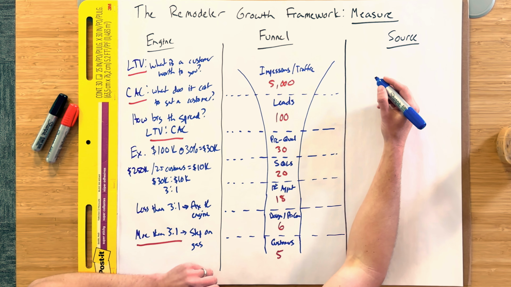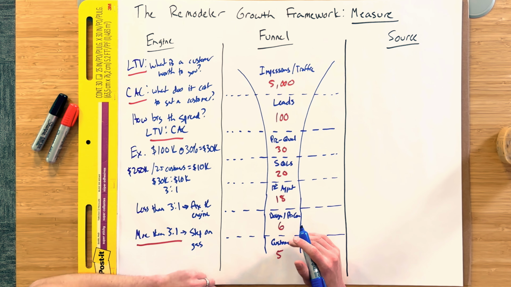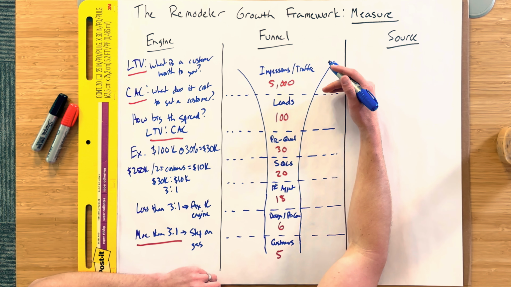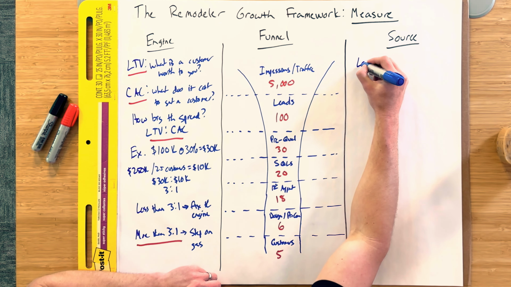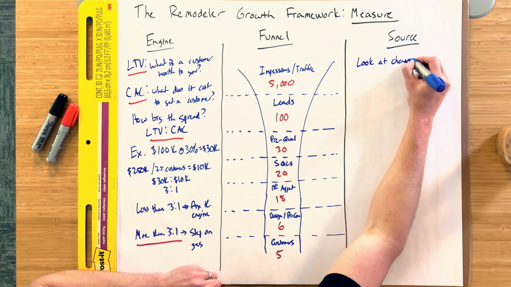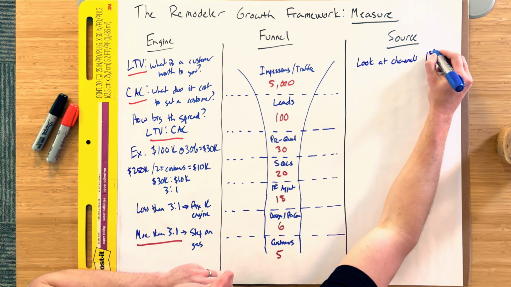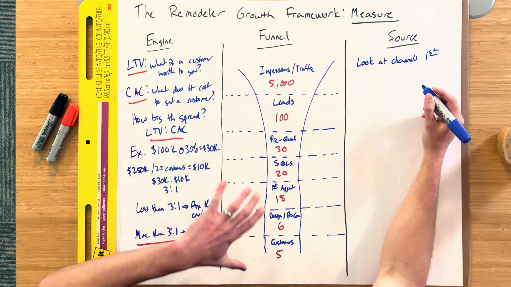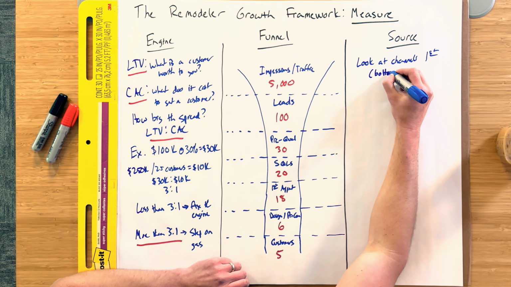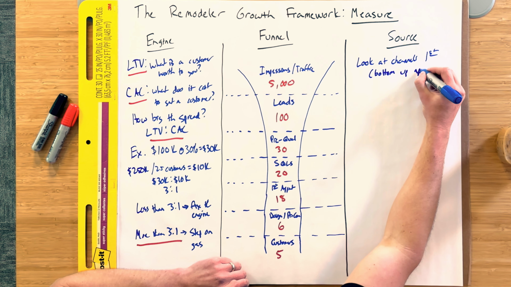And so in the funnel, we look at top to bottom, but in source, we're going to look at bottom up. And so we're going to look at those channels first, which is where are we getting? And we're going to remember that this is a bottom up approach.